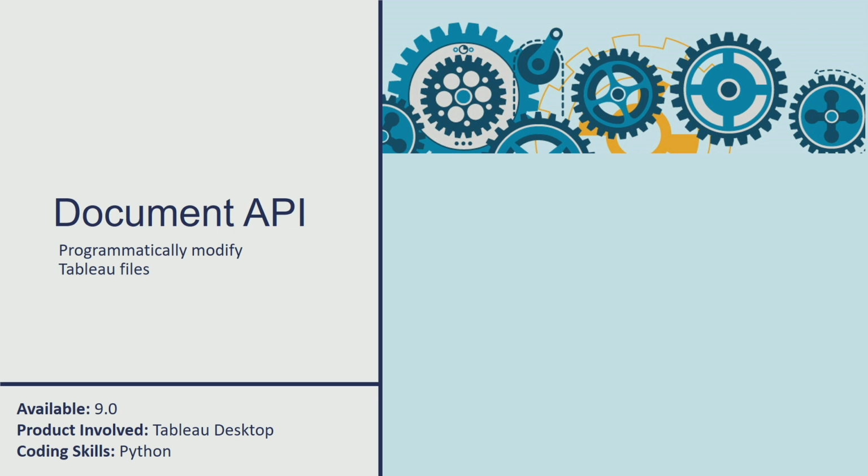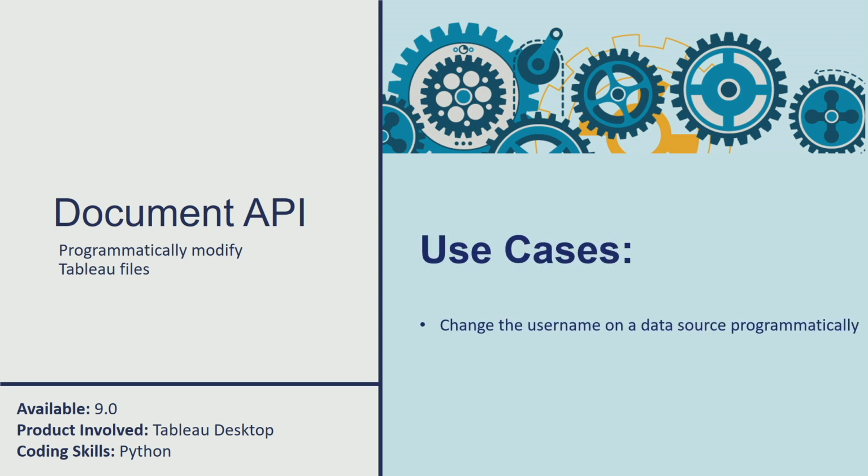The Document API allows you to programmatically modify Tableau files. The most common use case is when you have the same template. You have one workbook and different data sources, but the same structure for all these data sources, and you just want to be able to replace the data source in all these workbooks. You can do it from the interface, but you don't want to open Tableau Desktop and change it again and again and again. So you can use the Document API.